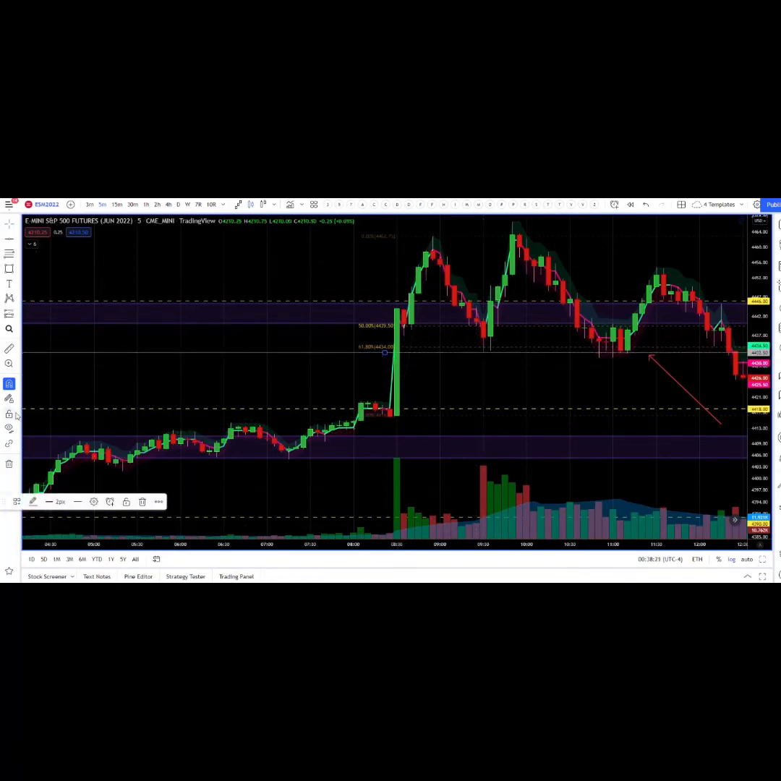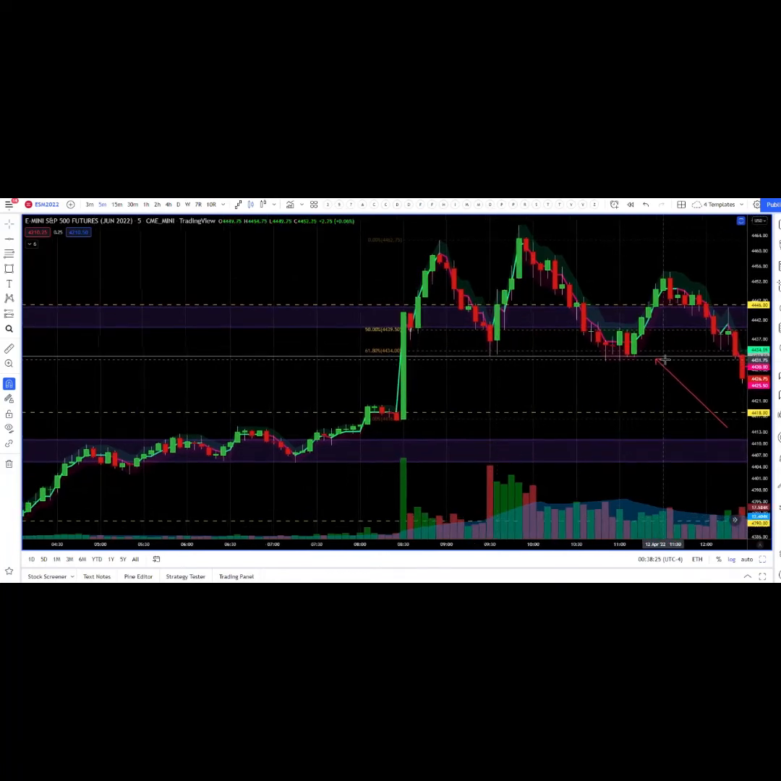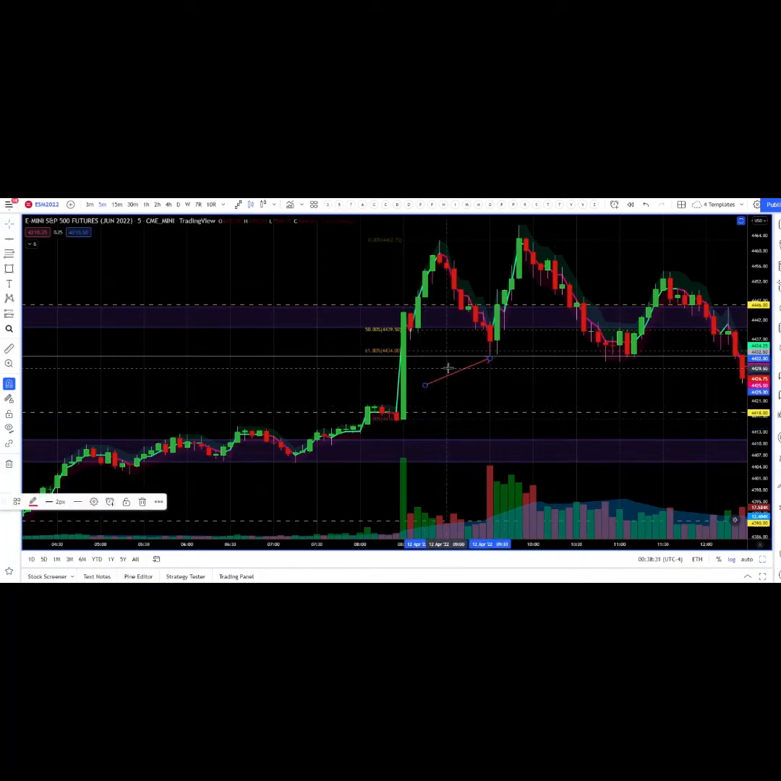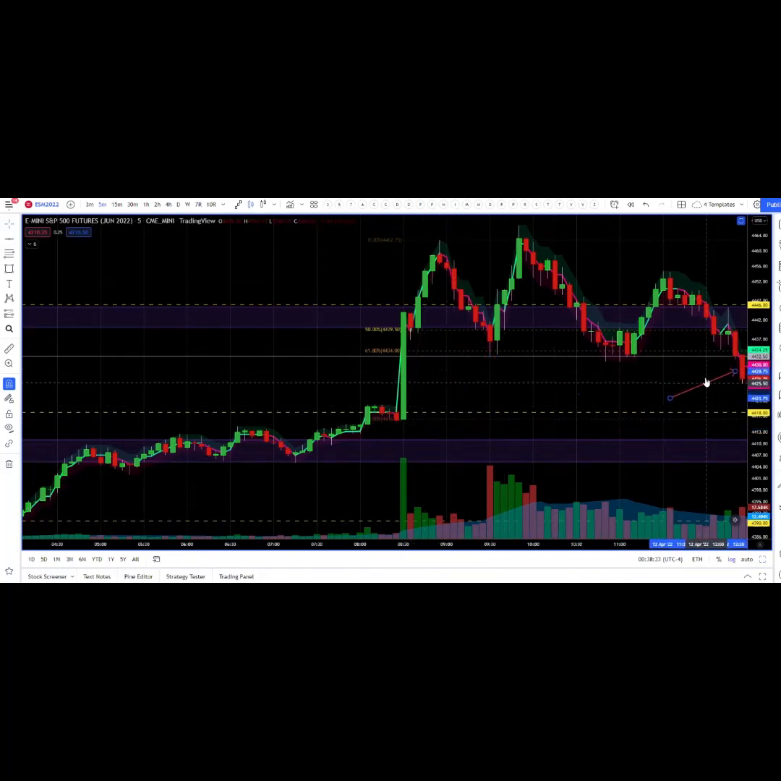Why is my magnet not on? It is. That's what matters. So we need to close on this time frame below this line. And that happens here. And that should happen on higher volume, which it does, confirming it, right?